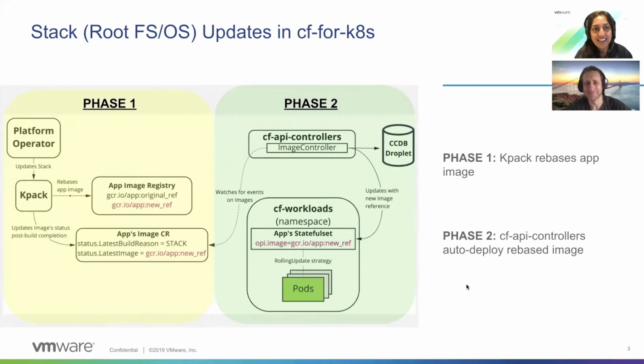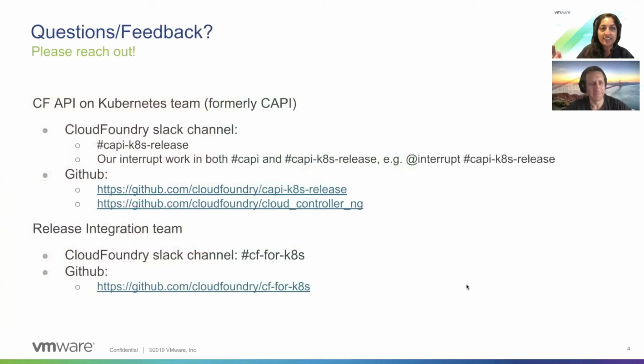Now going back to the presentation, I wanted to share some ways that you can reach out to us with questions and feedback. And here for both Paul and my team, the CF API on Kubernetes team, as well as the release integration team, here are the relevant Slack channels, as well as the GitHub pages. In case you run into any issues or anything, feel free to reach out and we'll try our best to help you out.